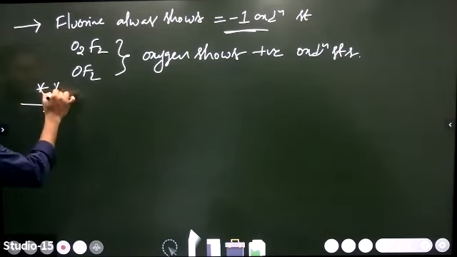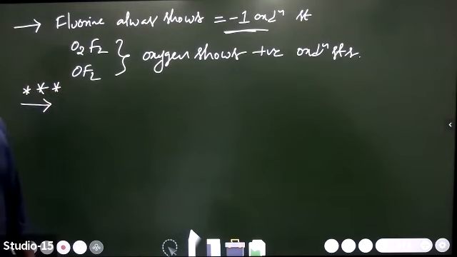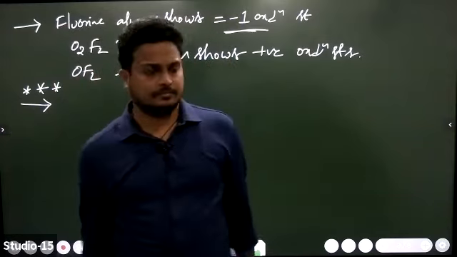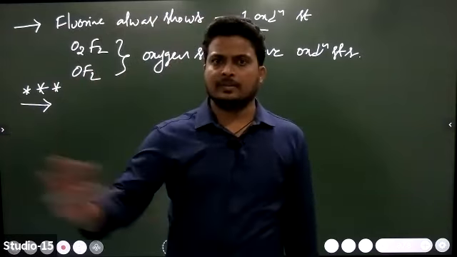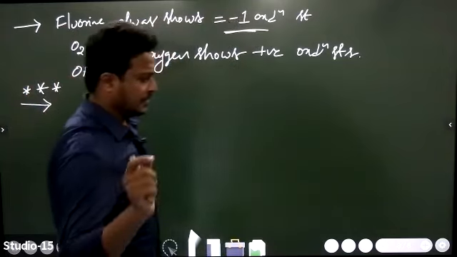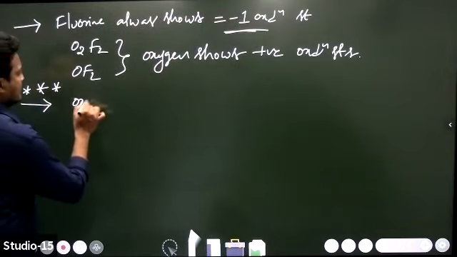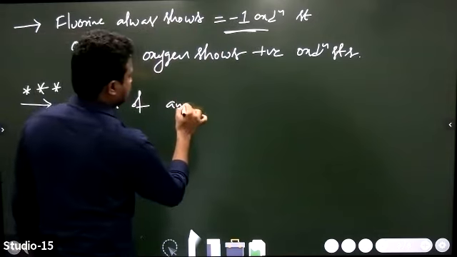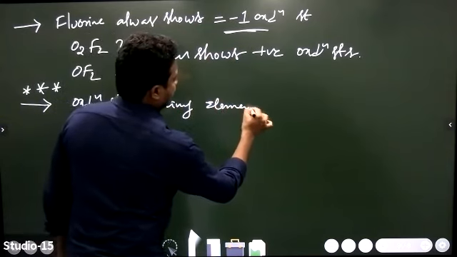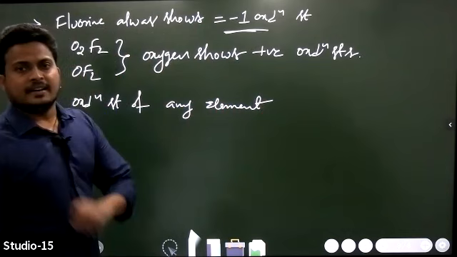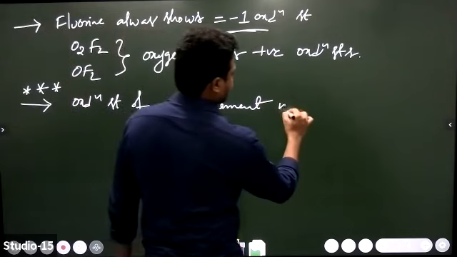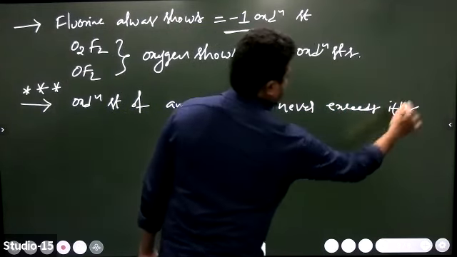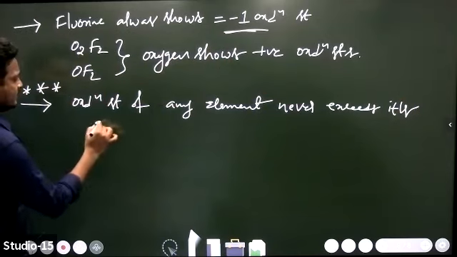Next one, this is most important one. The oxidation state of any element never exceeds its group number. Don't forget, the oxidation state of any element never exceeds its group number.